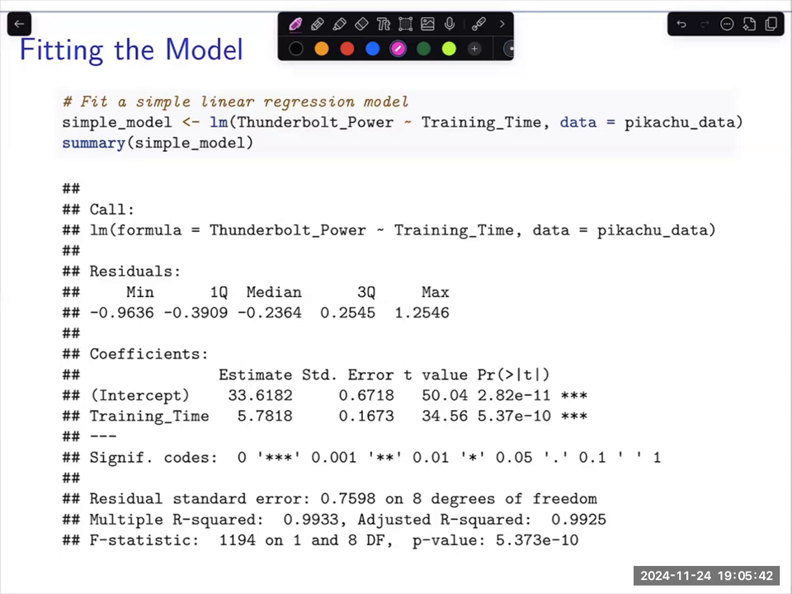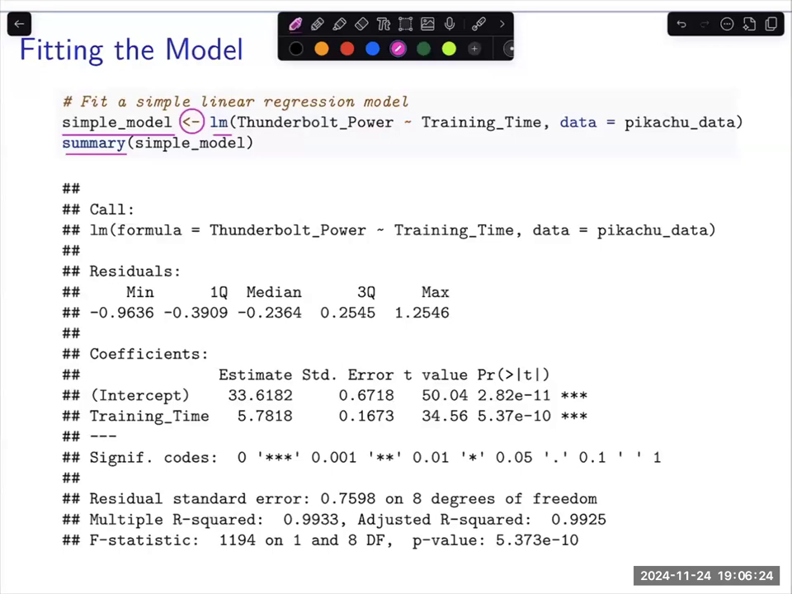In this command, we are going to save the results from the right-hand side to the left-hand side variable called simple_model. And in this model, lm represents the linear model, and we are going to use Thunderbolt power as the response and the training time as a predictor, and the data here will be the picture data. And this command summary is going to make the summarized result for the simple linear regression model above.